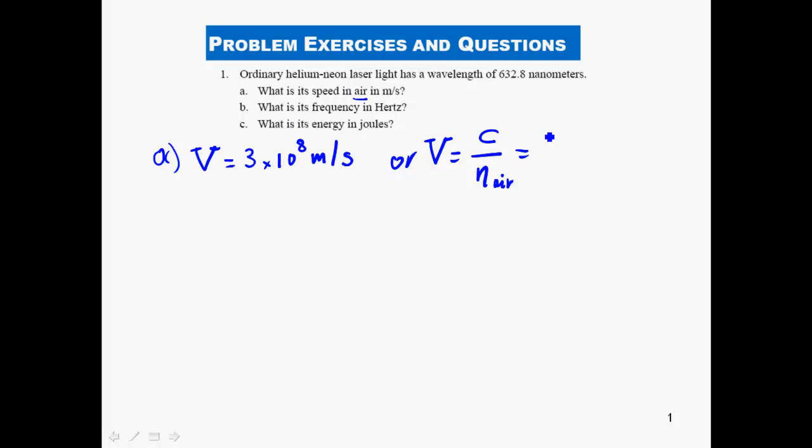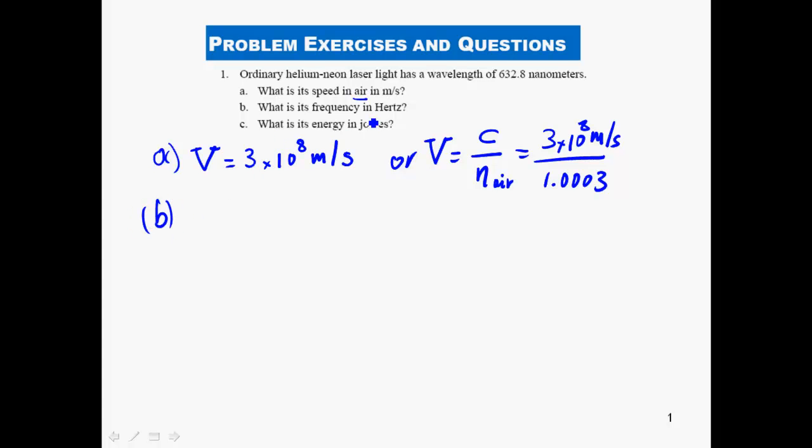and it's going to be 3 times 10 to the 8th meters per second over 1.0003. So obviously if you do that, it's going to be a number slightly smaller than 3 times 10 to the 8th. But either one of the two is correct. Okay? So let's go to B.